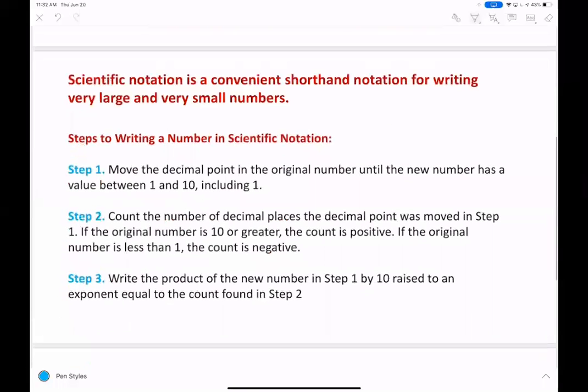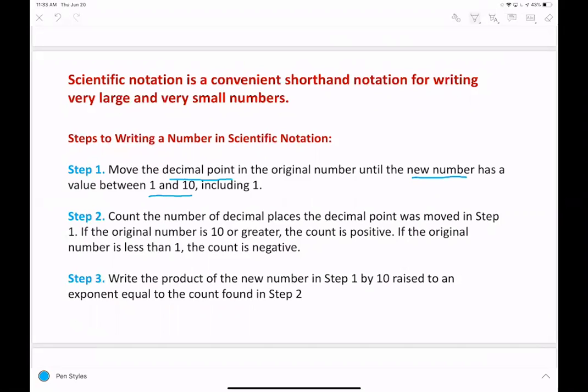Scientific notation is a convenient shorthand notation for writing very large and very small numbers. Steps to writing a number in scientific notation: move the decimal point in the original number until the new number has a value between 1 and 10, including 1.